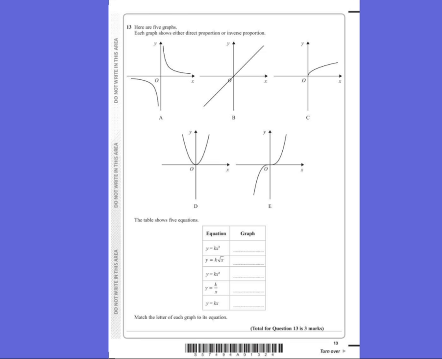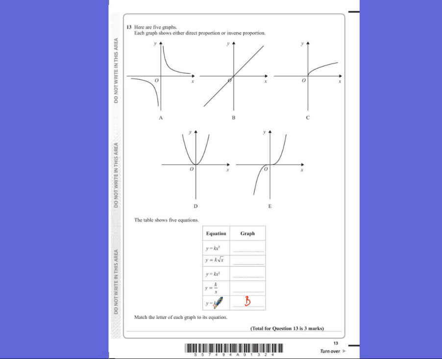Question 13. Here are 5 graphs. Each graph shows either direct proportion or inverse proportion. The table shows 5 equations. Match the equations. Now, the first one I'm going to look at is B, because that's a linear graph. So down here, the one that I know is a linear graph is this one, because it's just got a value of x being multiplied by a constant. So that must be B.